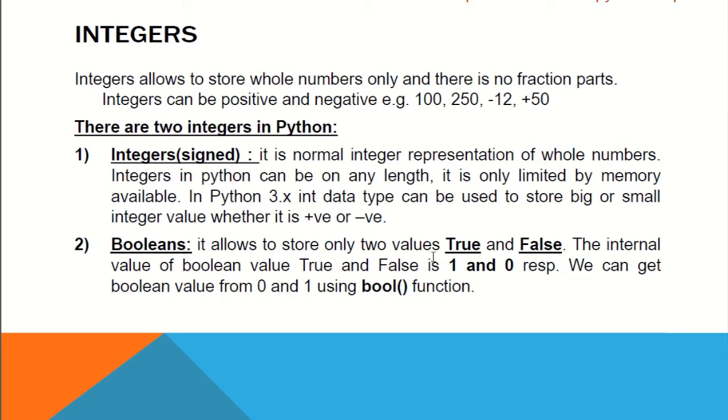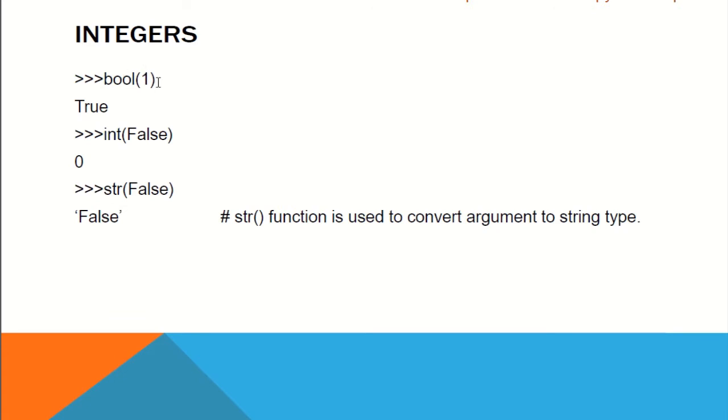What is boolean? Boolean allows to store only two values, that is true or false. The internal value of boolean can be true or false, where true is classified as 1 and false is classified as 0 respectively. We can get a boolean value from 0 and 1 using the bool function. Using this function we can get the boolean value. Like say bool 1, so it will return what value? True. Int false, so it will return 0.